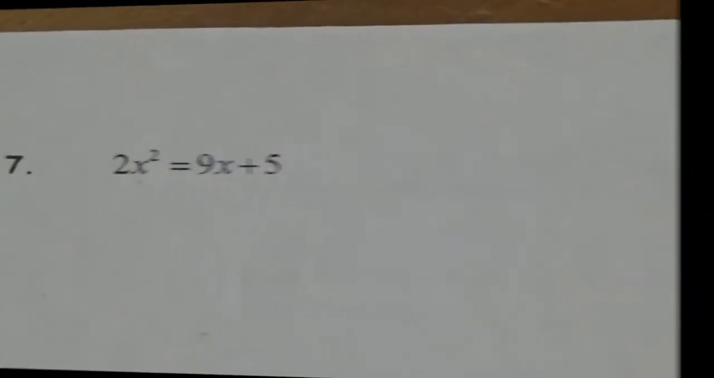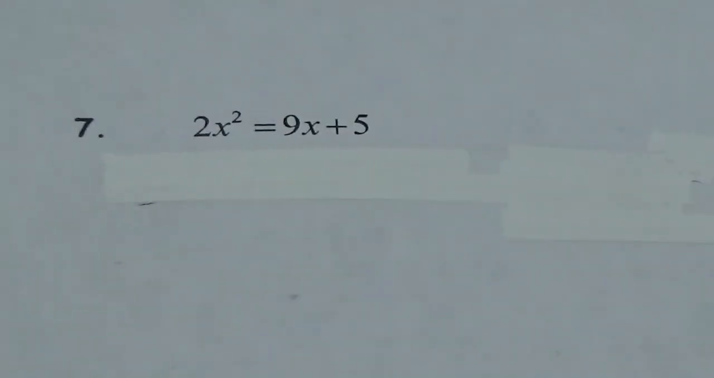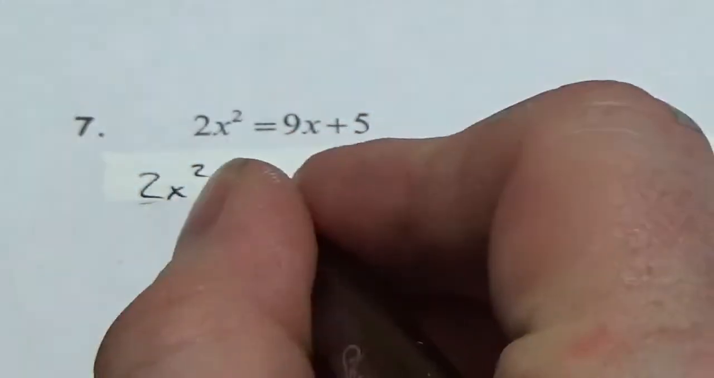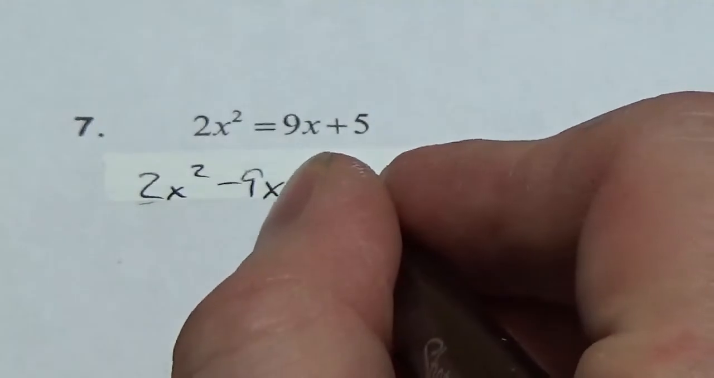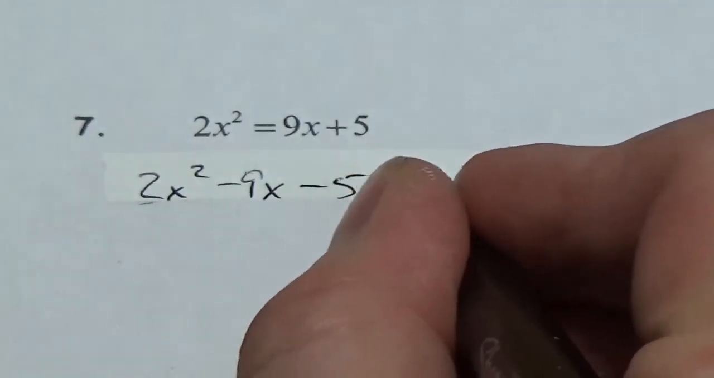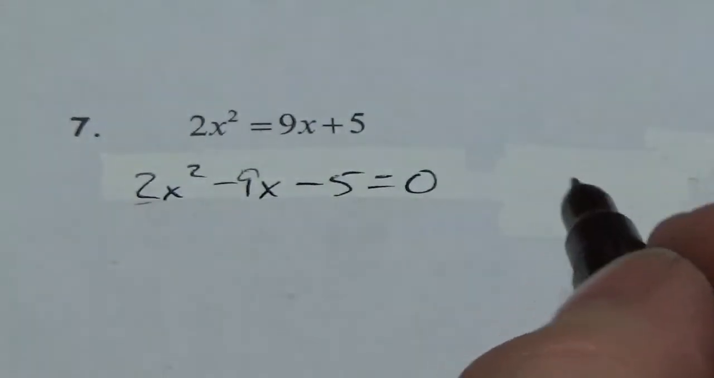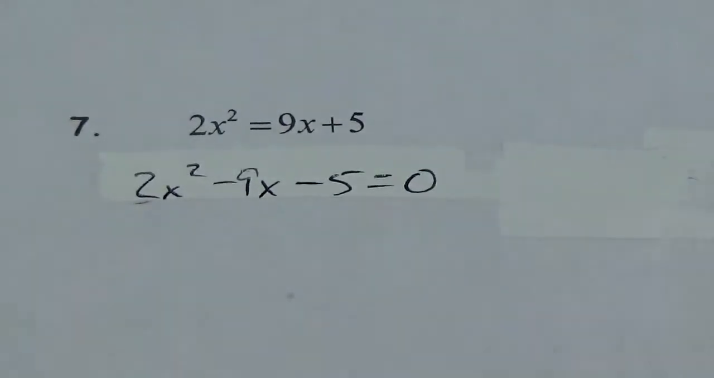Okay, let's keep going. Let's do a few more here. So now for this one, we're going to bring everything over to the same side of the equation, just like we were doing before here. So I'm going to make this 2x squared minus 9x minus 5 is equal to 0. And then I'm going to factor this using decomposition.